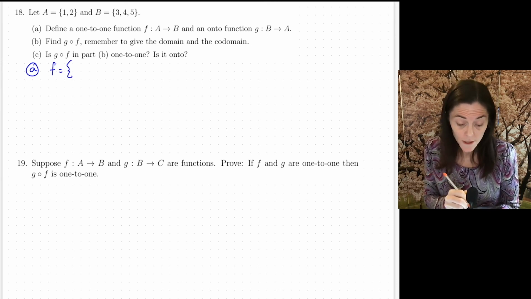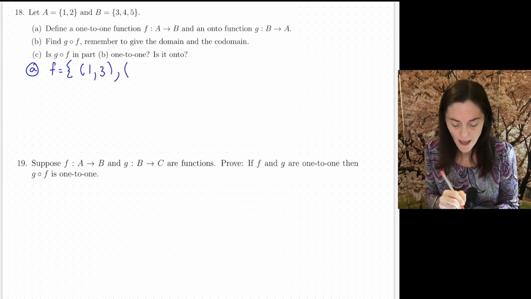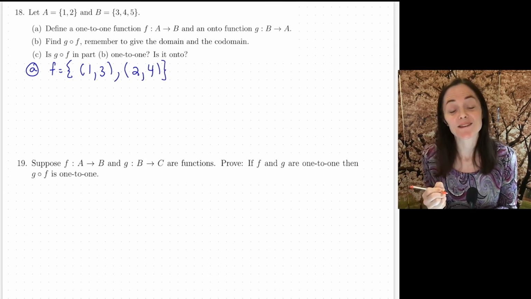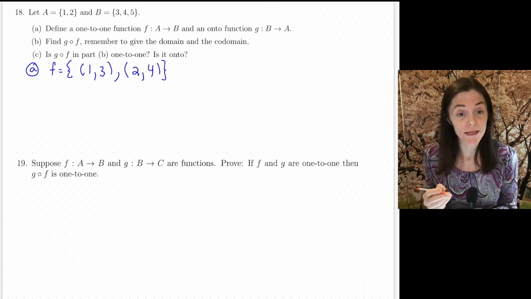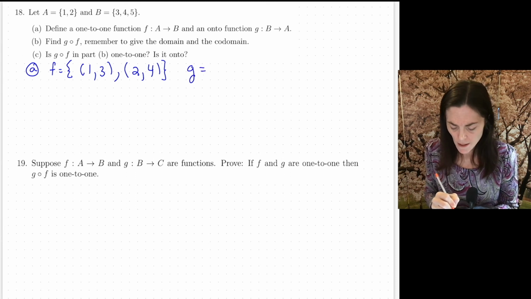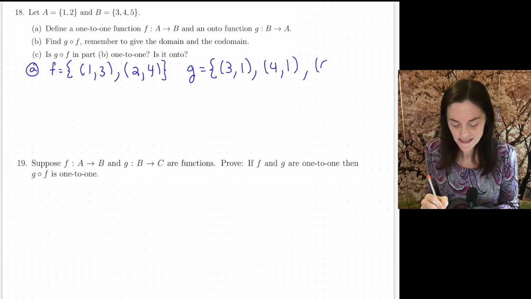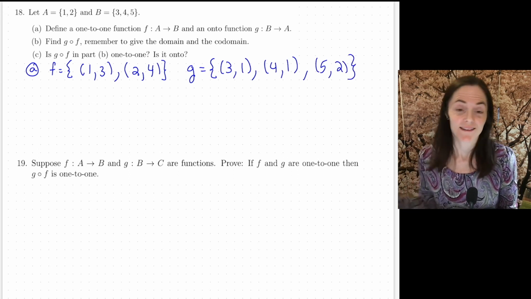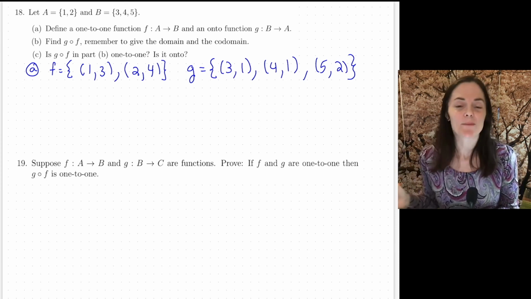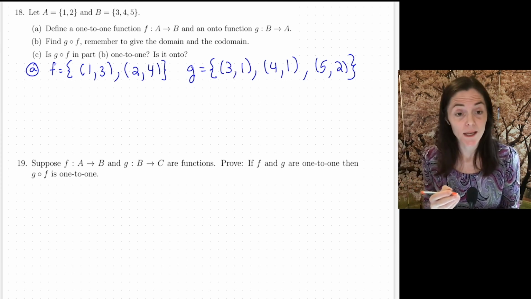From A to B, 1 to 1. Okay, so let's say 1 maps to 3 and 2 maps to 4. That's certainly 1 to 1, and it's a function from A to B. And now I need an onto function from B to A. We'll say 3 maps to 1, 4 also maps to 1, and then say 5 maps to 2. So here is an example of an F and a G that we need in part A.